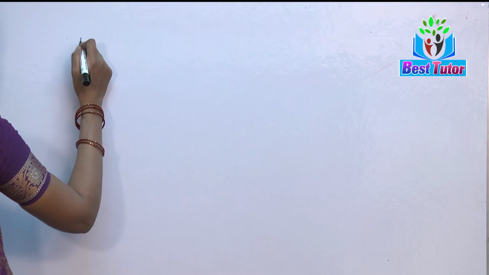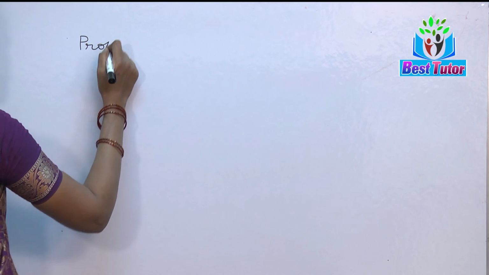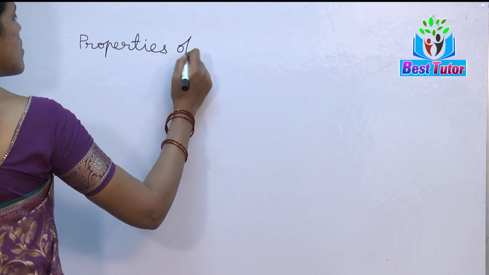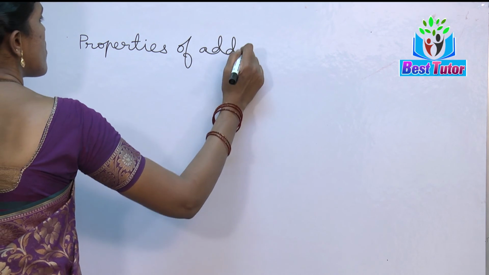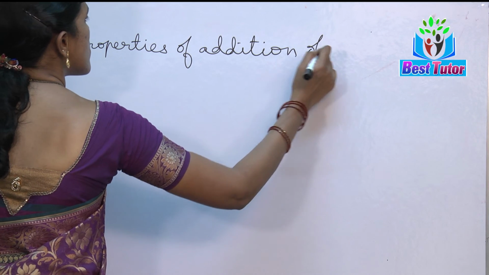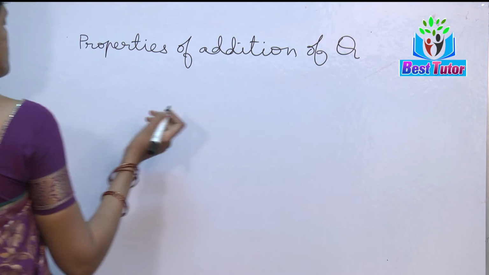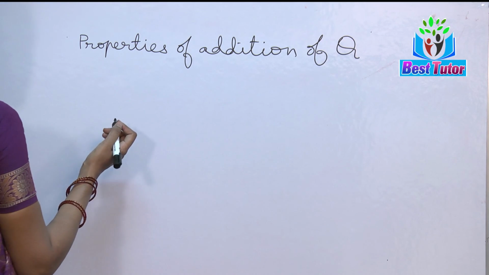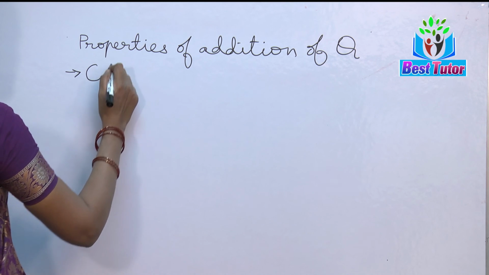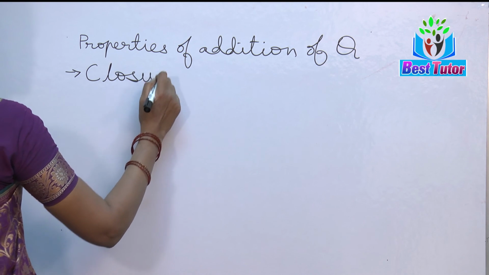Let us go through the properties of addition of rational numbers. What are the properties of addition of rational numbers? The first one is closure property.